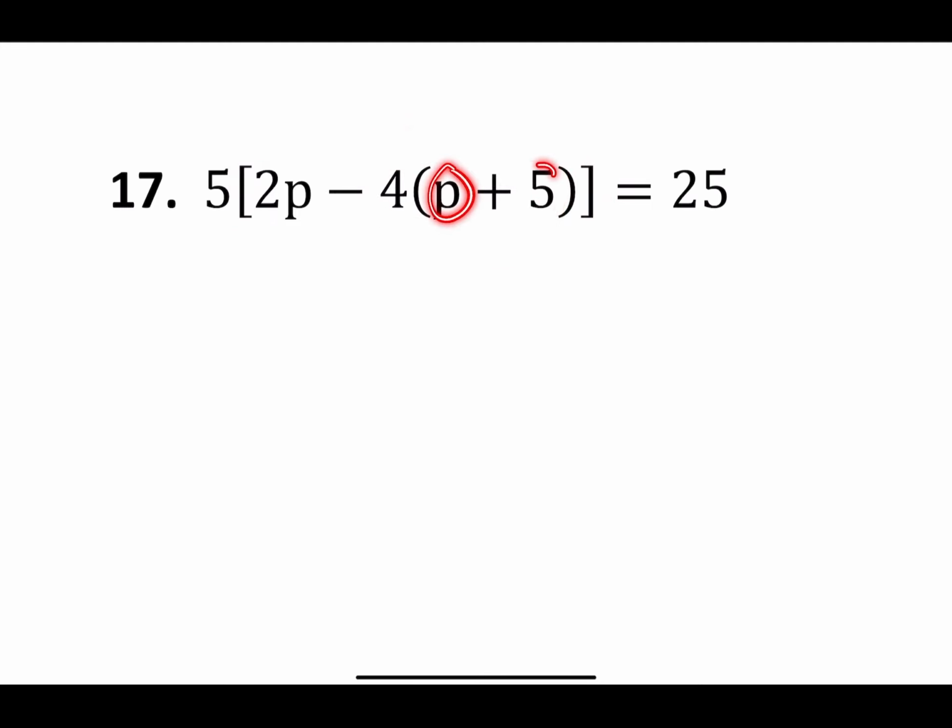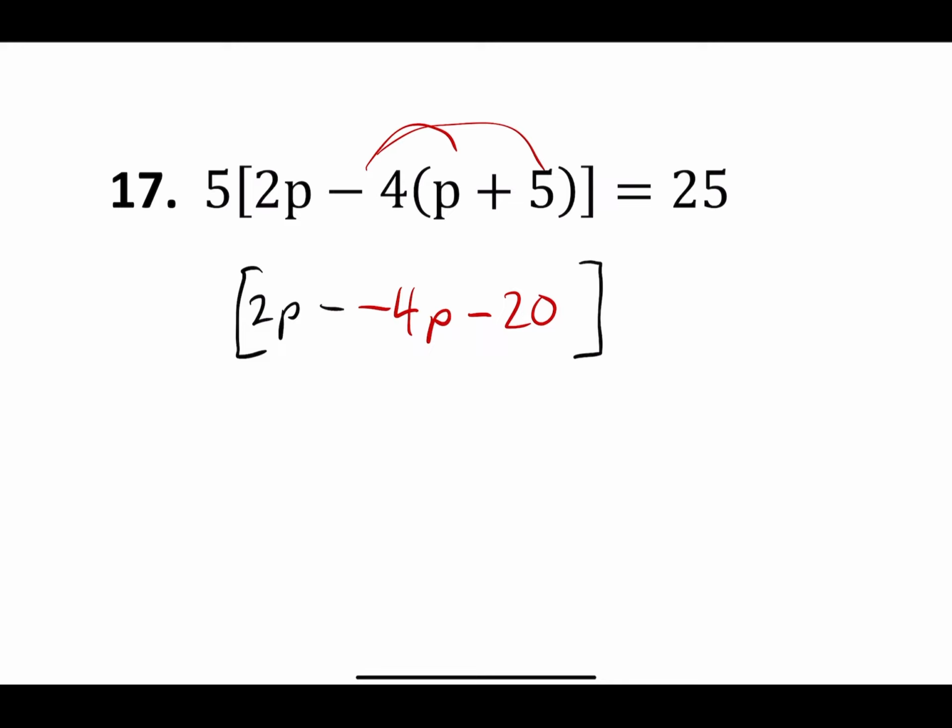I can't add p plus 5. They're not like. But I can distribute this negative 4 to both p and 5. I have negative 4p. Negative 4 times positive 5 is negative 20. Okay, these large brackets are still here. And so is the 2p and the minus. Oops, sorry, not the minus, because we distribute that minus. 2p minus 4p equals 25. And there's still a 5 out front.